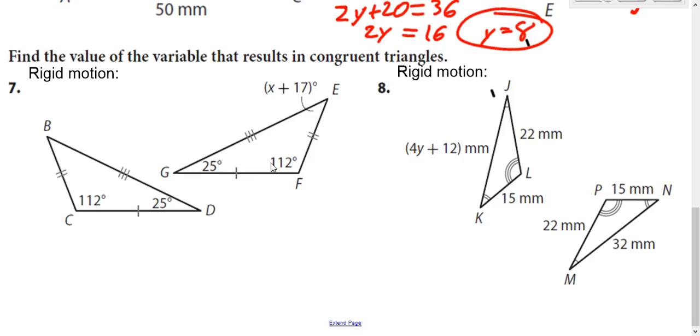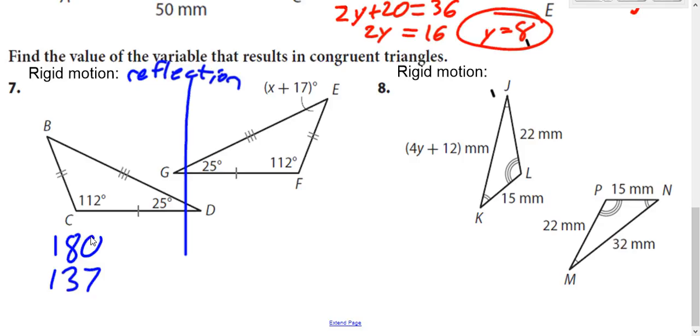For these two triangles to match up, we would have to perform the rigid motion of a reflection again. We'd reflect it sideways. And B would match with E, 112 with 112, 25 with 25. So 112 plus 25 is 137. To find the third angle, we subtract from 180. We get 43. So angle B up here is 43 degrees.